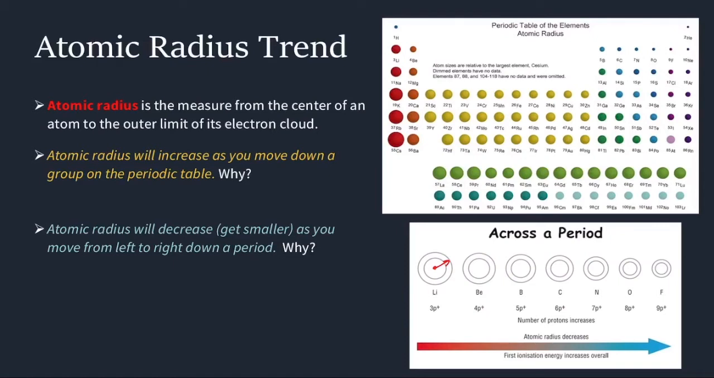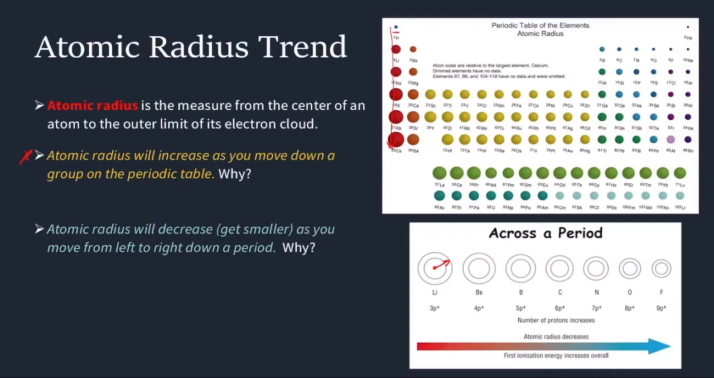So now let's talk about the trend of atomic radius. This first bullet point right here, atomic radius is going to increase as I move down a group on the periodic table. So if I'm starting at the top of a group and I'm working my way down that group, then you'll see that, let's say I'm starting up here at hydrogen, I move down this group and the elements or the atoms get larger, all right?